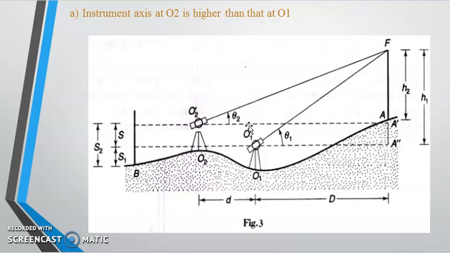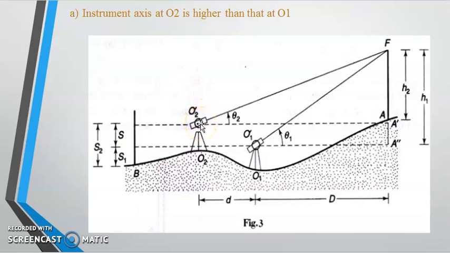So now the two cases under this are O2 is lower than O1, and O1 is lower than O2. These are the two different cases. In that, this is the first part, that is A, instrument axis O2 is higher than that of O1. So basically the instrument axes of both the instruments are different. Under that, the first case again is O2 is higher than O1. We will consider this case first and then we will go to the next one.